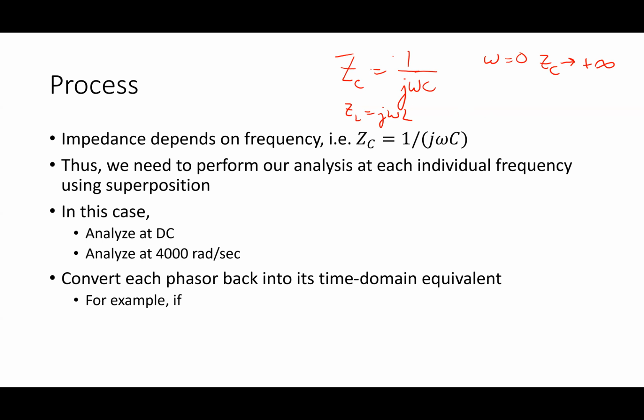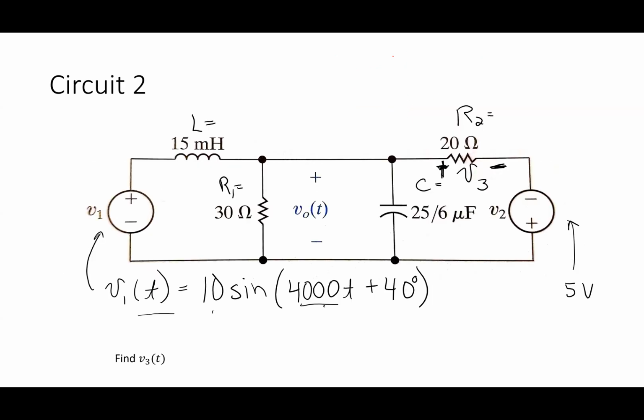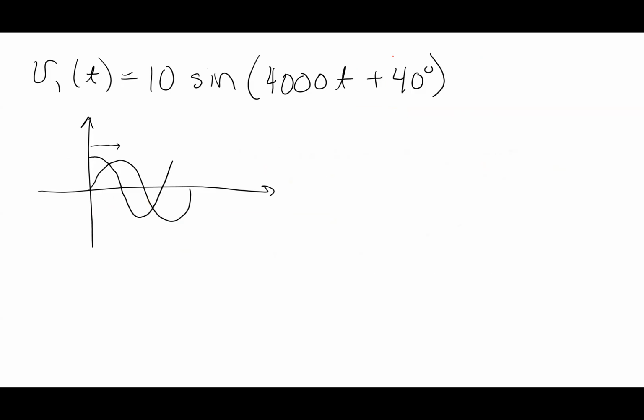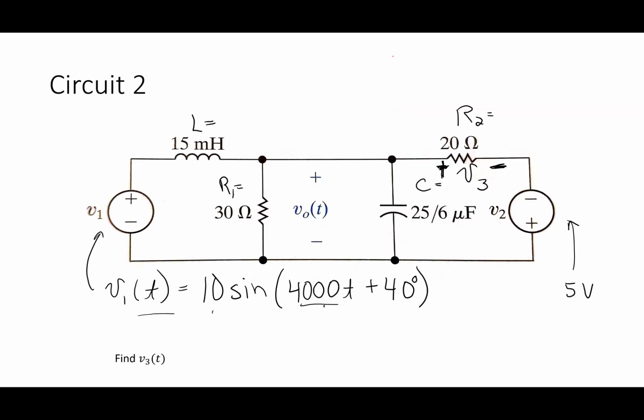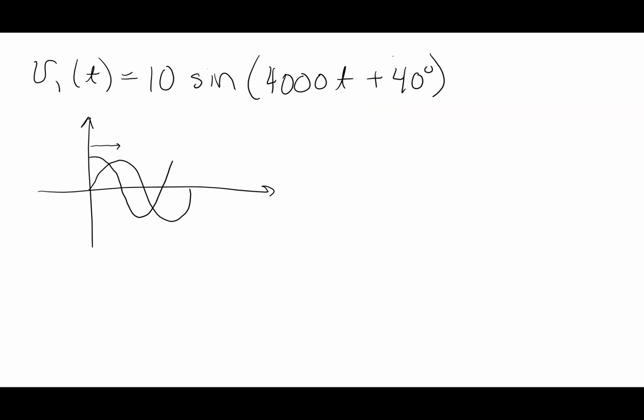So, that's just an important point for us to remember, and it makes the analysis hopefully kind of simple when we deal with the 5 volt source. But I basically have to use superposition. Now, one thing I want to remember here, so V1 was 10 sine 4000 t plus 40 degrees. I got to convert that to a cosine, right?